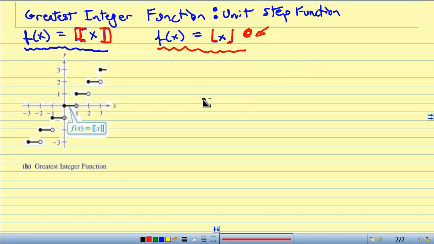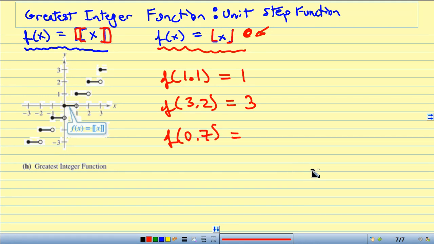So for instance, if I have f of 1.1, my x value is 1.1, I'm going to round that down to 1. F of 3.2, my y value is going to round down to 3. So I'm just rounding everything down. Now here's f of 0.7. I'm going to round it down to 0. Here's where it might get confusing.